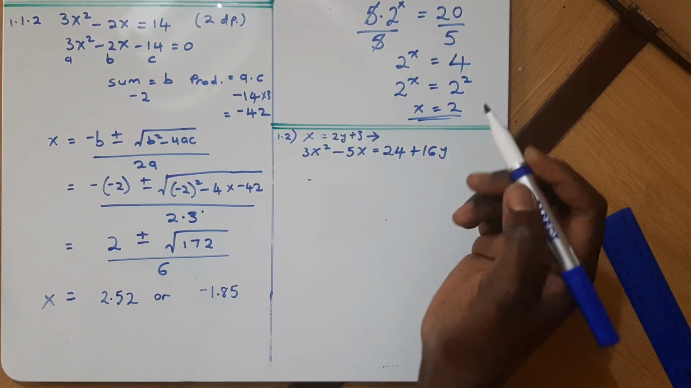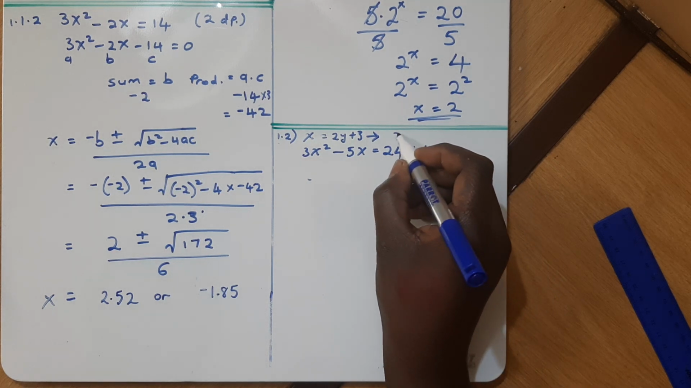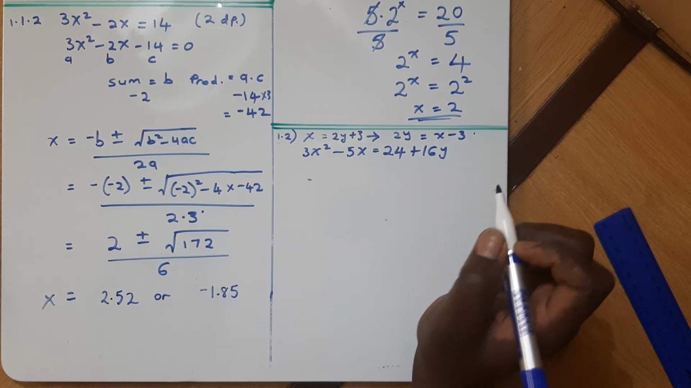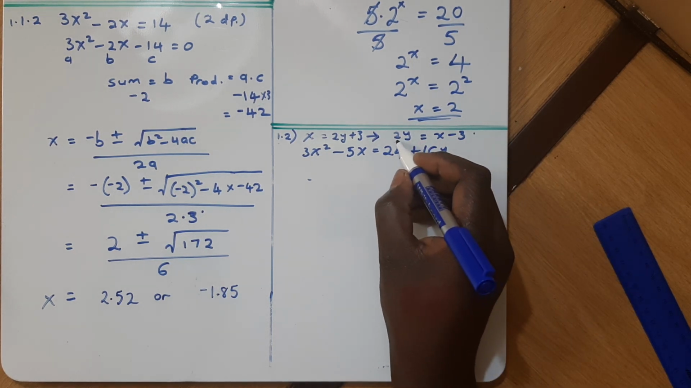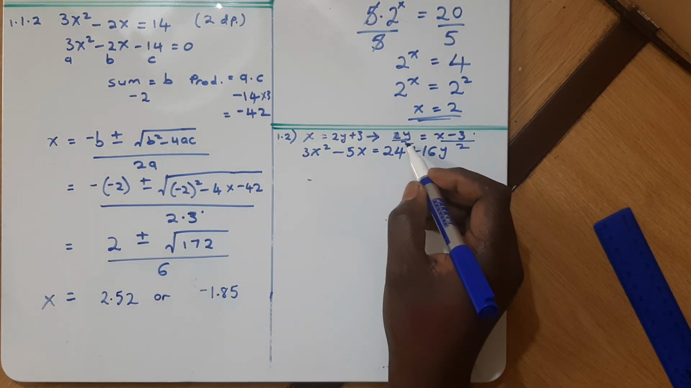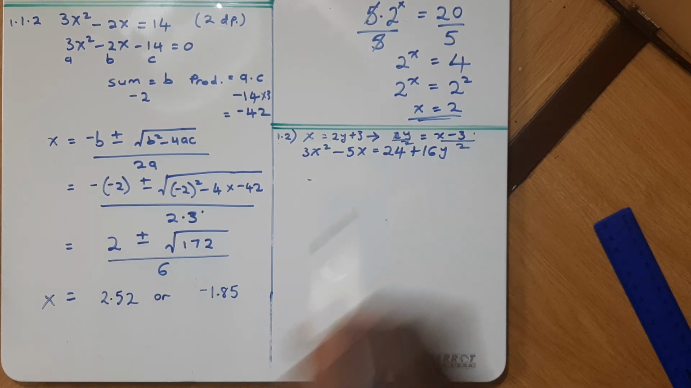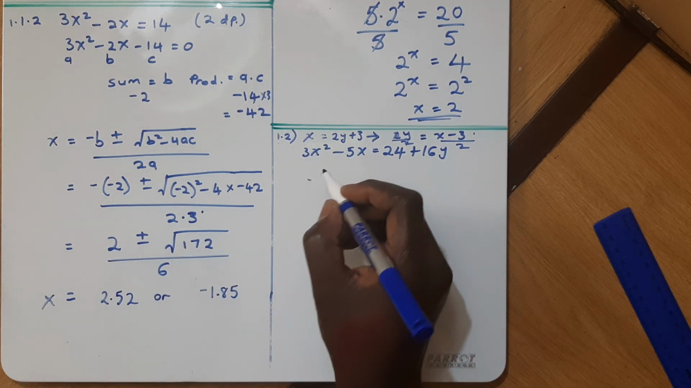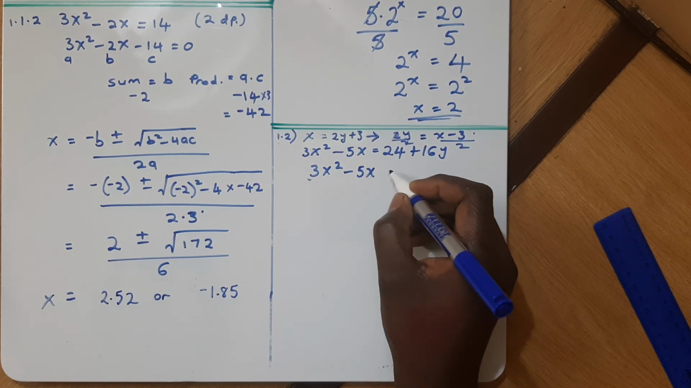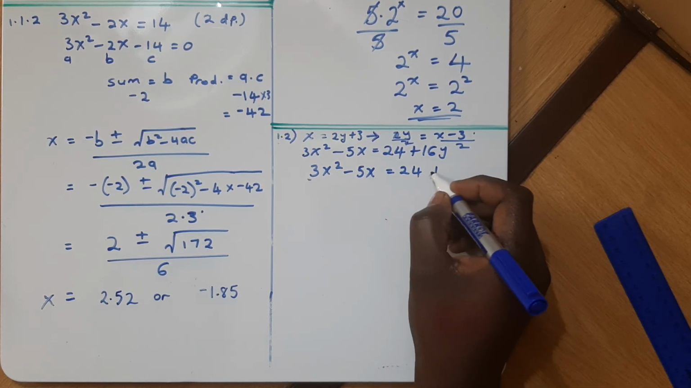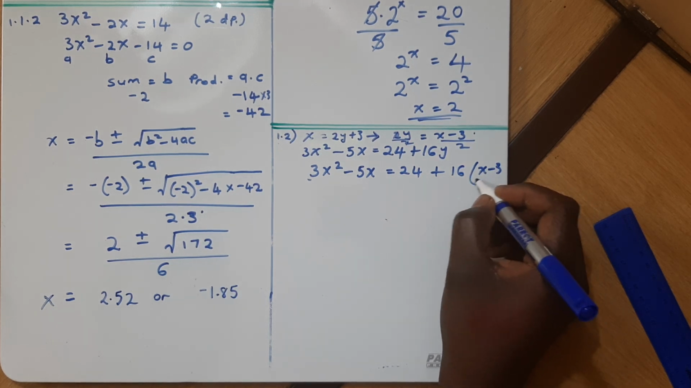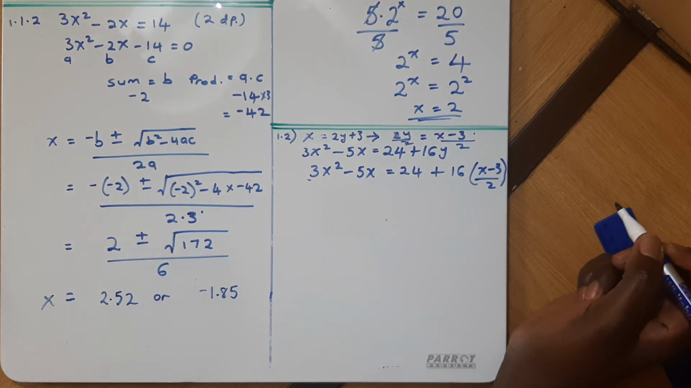So here, we make y the subject. 2y equals x minus 3. Okay, then we divide both sides by 2 and by 2. So our y is x minus 3 over 2. So we substitute for y in the equation. 3x squared minus 5x equals 24 plus 16 times y, which is x minus 3 over 2. Okay?